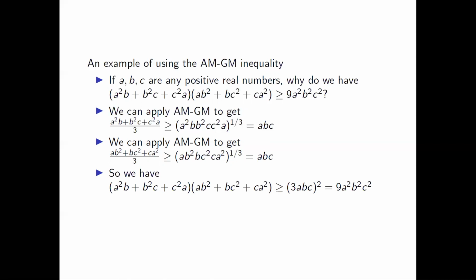That implies that when we take the product of the two terms on the left, a squared b plus b squared c plus c squared a times ab squared plus bc squared plus ca squared, we get that that is greater than or equal to the square of 3abc. And that gives us 9 a squared b squared c squared. And that's exactly what we wanted to prove. So AM-GM solved that problem pretty quickly.